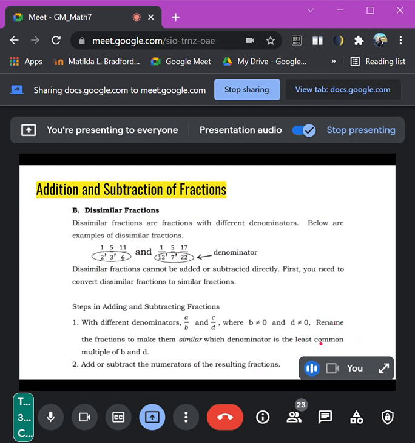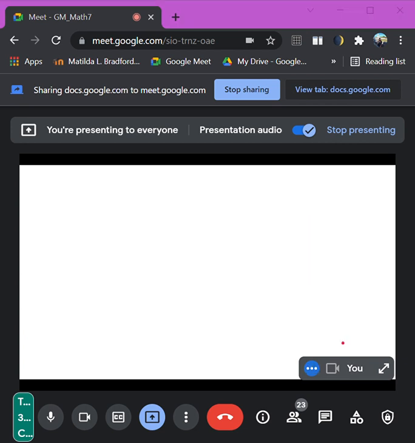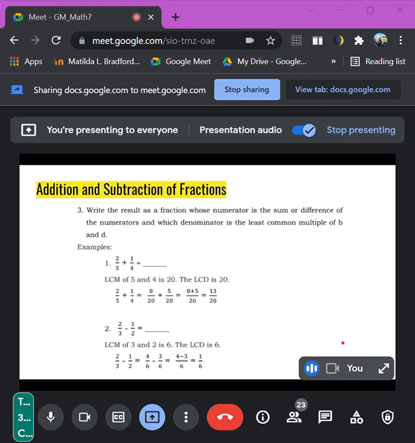Okay. And that's the time, if you have already converted your dissimilar fractions to similar fractions, pwede na dayon nimo siyang ma-add or subtract ang numerator and then just copy the denominator. So, write the result as a fraction whose numerator is the sum or difference of the numerators and whose denominator is the least common multiple of B and D. So, atong ansiran ang 2/5 plus 1/4 using a Jamboard. Okay, so that ma-visualize ninyo kung giunsa pagkuha ang atong LCM.